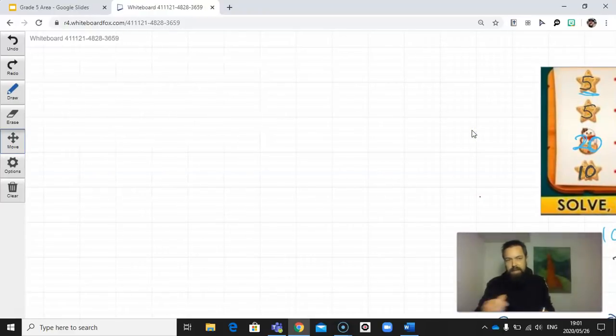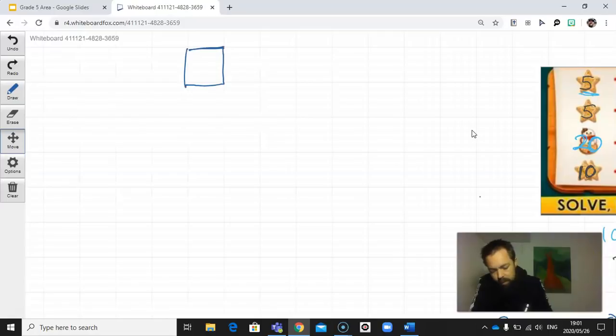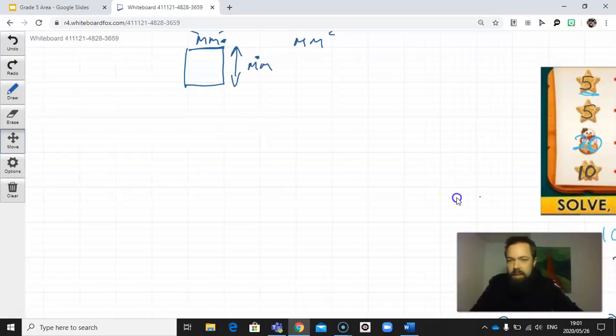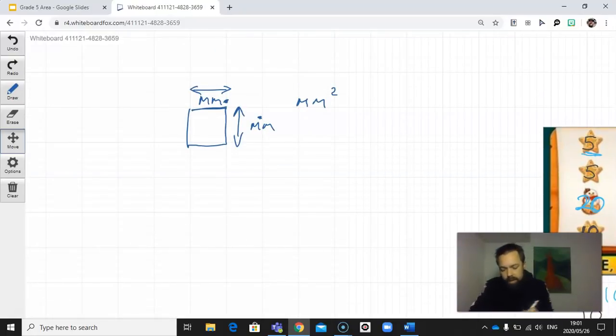when I talk about a square millimeter, I'm talking about a shape that is 1 millimeter this way and 1 millimeter this way. So we've got this millimeter here and this millimeter there. We have 2 sets of millimeters. All right, so there's our dimension.